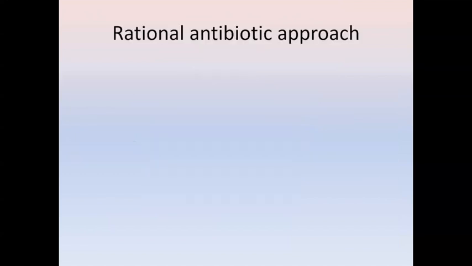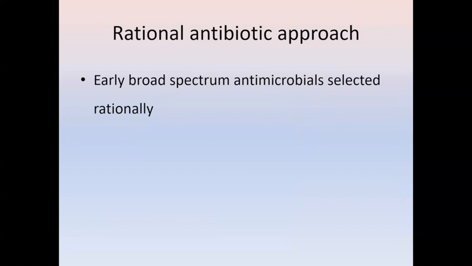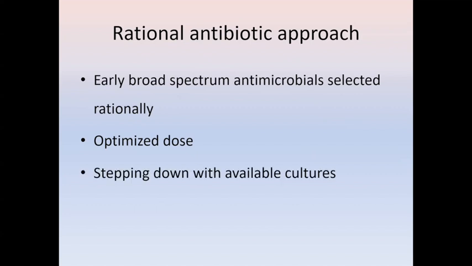So how to approach rationally? The main thing is early broad spectrum antimicrobial selected rationally. We will talk about why selected rationally later, and optimize the dose, and stepping down with available cultures, and omitting when not necessary. These are very important.